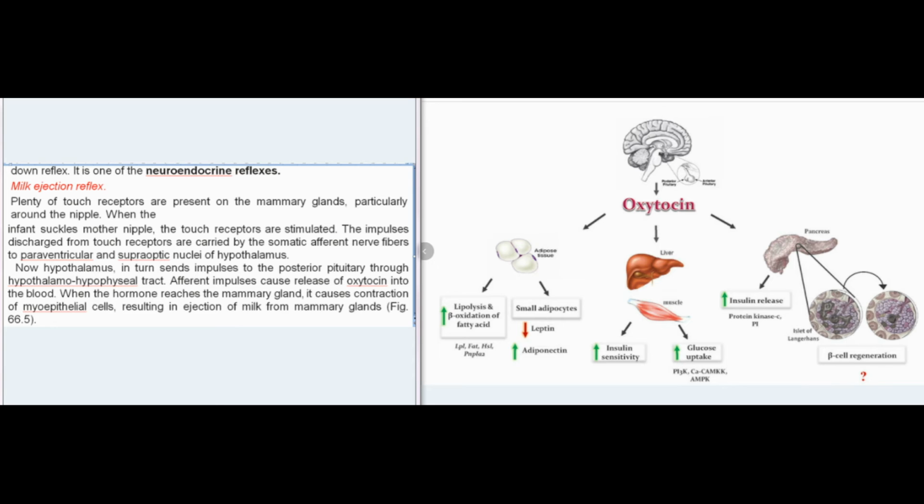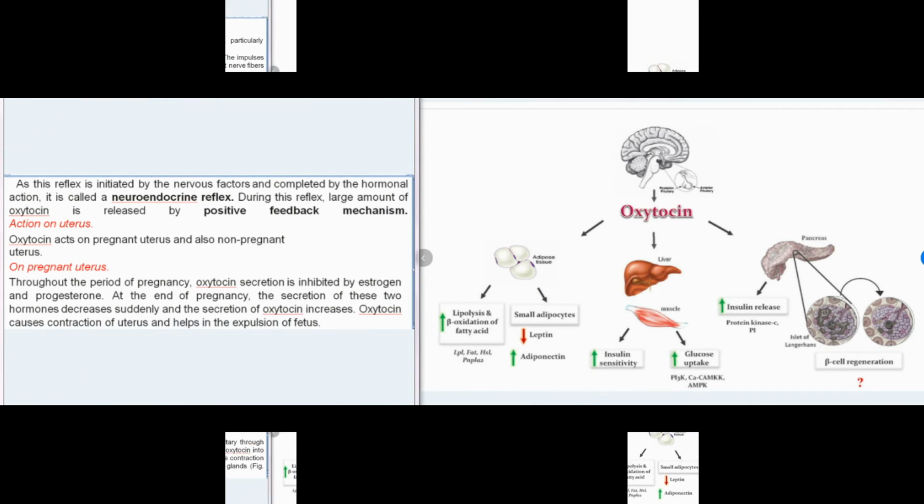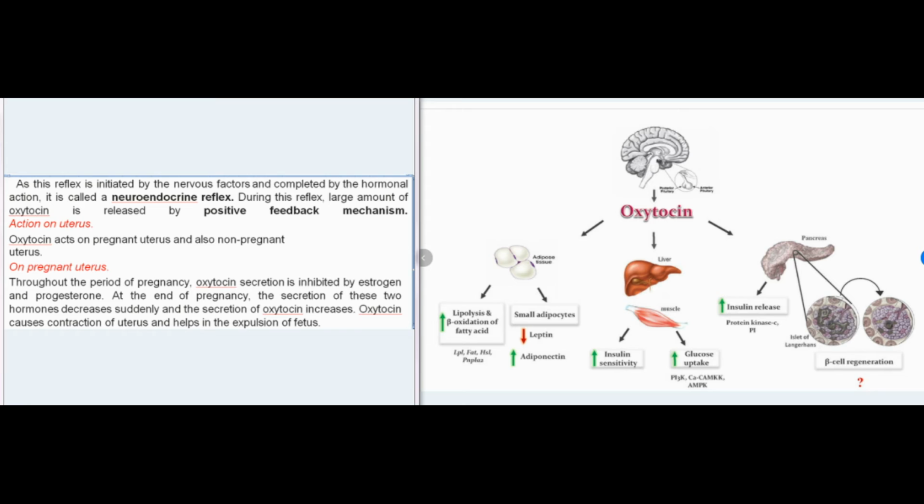When the hormone reaches the mammary gland, it causes contraction of myoepithelial cells, resulting in ejection of milk from mammary glands, Fig 66.5. As this reflex is initiated by the nervous factors and completed by the hormonal action, it is called a neuroendocrine reflex. During this reflex, large amount of oxytocin is released by positive feedback mechanism.